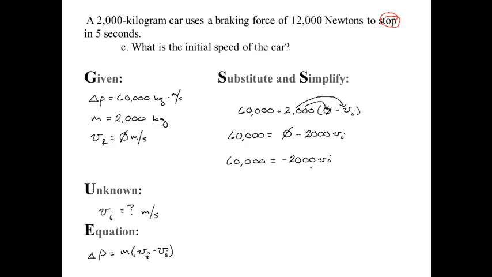Now, in order to get VI all by itself on the right-hand side, I need to divide by negative 2,000. Cancel, cancel. Whatever I do to the right, I have to do to the left, and I get a VI equals negative 30 meters per second.